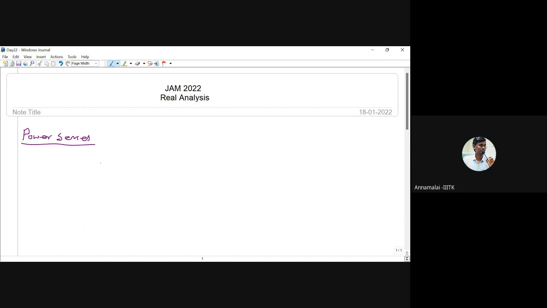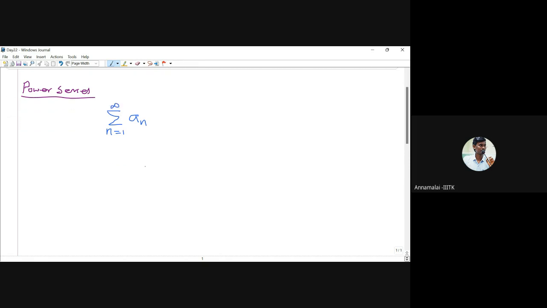A series is of the form summation a_n, where n equals 1 to infinity, where a_n is a real number. And we know that there are some tests for when this series is convergent. You can use the ratio test, the comparison test, or the Cauchy nth root test. There are so many tests to check whether the series converges or not. Okay, we know about convergence and divergence of this series.